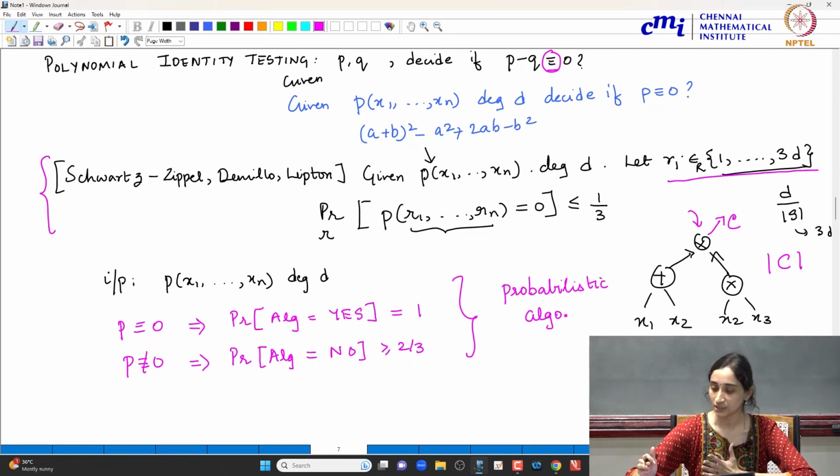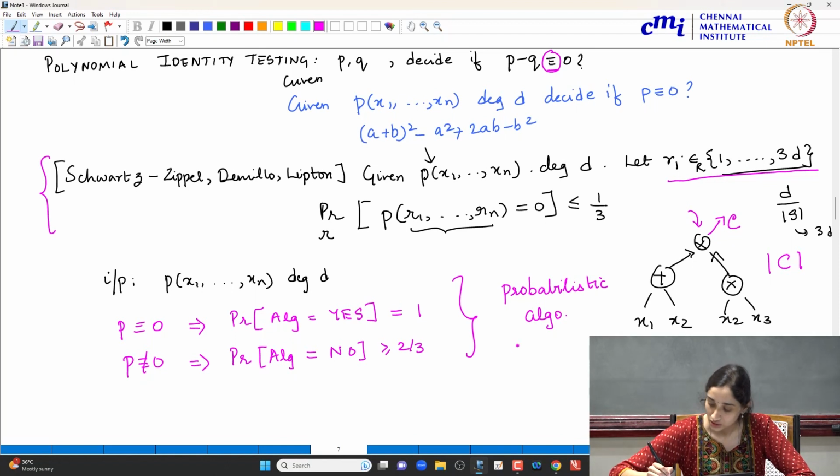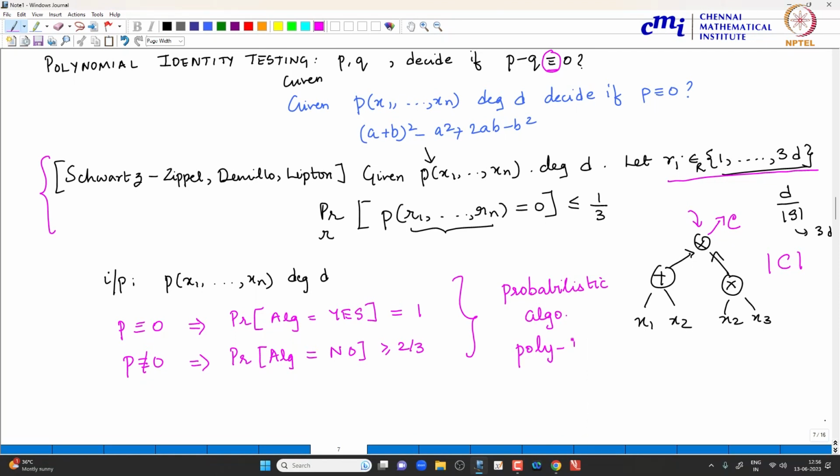It has some random coins that it's going to toss, and it's also polynomial time, meaning the only thing you had to do was evaluate it at this point, which is polynomial in the size of its input. Okay. So now one thing to observe is that you can repeat this algorithm and try to reduce the error.